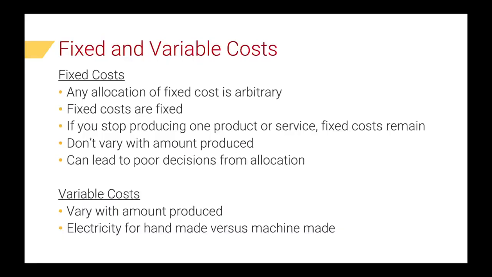Fixed and variable cost. Any allocation of fixed costs is arbitrary. Fixed costs are fixed. If you stop producing one product or service, the fixed cost will remain. They do not vary with the amount produced, and they can lead to poor decision making from allocation. On the other hand, variable costs vary with the amount produced, for example, the electricity you would need for handmade items versus machine-made items.